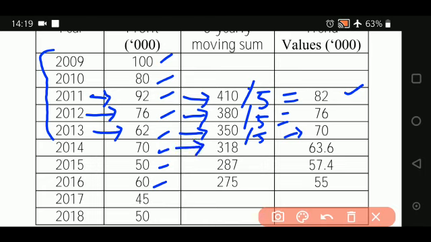Now that sums up to 318. You divide it by 5, you get 63.6, and the representation year is going to be 2014. Similarly, for 2015, the total will be 287, and when you divide it by 5, you get 57.4. And the last one, you will be adding 70 plus 50 plus 60 plus 45 plus 50. The total will be 275. When you divide it by 5, you get 55, and your representation year will be 2016.